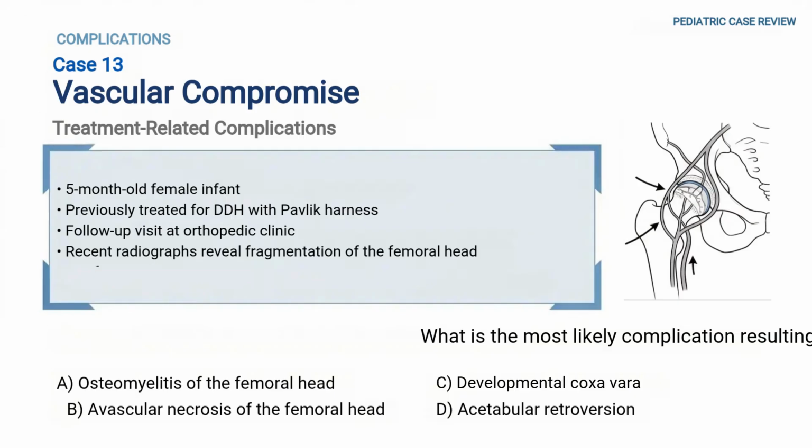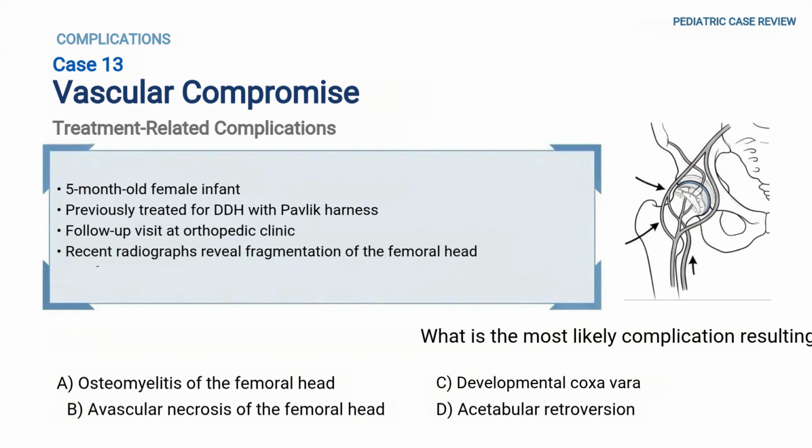Case 13, covering vascular compromise as a treatment-related complication. A 5-month-old female infant was previously treated for developmental dysplasia of the hip with a Pavlik harness. At follow-up, recent radiographs reveal fragmentation of the femoral head ossification center. Parents report the child has been more irritable during diaper changes. What is the most likely complication resulting from treatment?